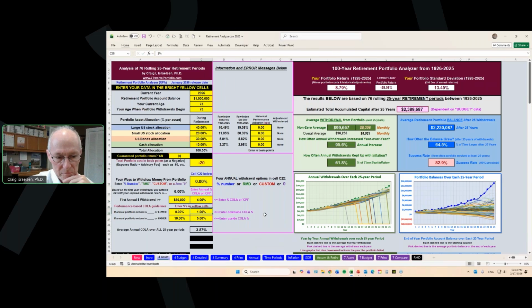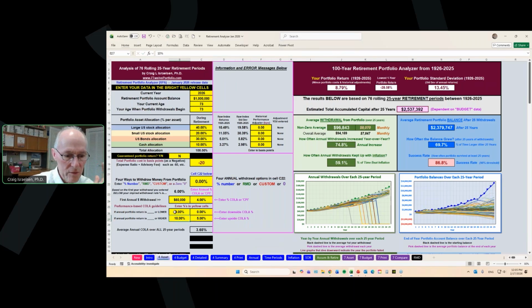All right. Now down below that, you can put some guardrails on that COLA. First, you have a downside COLA, and then you have an upside COLA. So read this sentence right here. If annual portfolio return is blank or lower, this is my COLA. Well, this is 0. So what I'm saying here is if my portfolio return is 0 or lower, AKA negative, my portfolio has a loss, my COLA is 0, let's say.